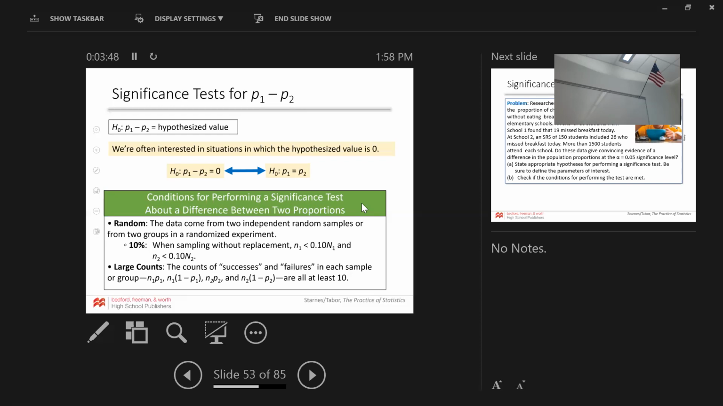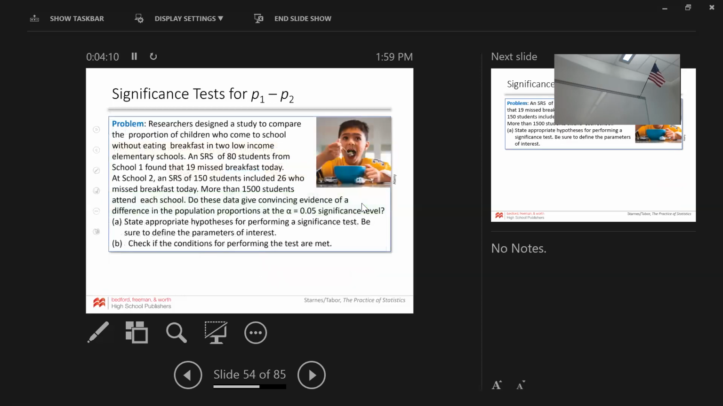Well, those things you should know from me repeating. The conditions you should know because they get repeated on the PowerPoints all the time. SRS, the sample's less than 10% of the population, and all these ratios are at least 10. So here's the problem. Now, when you get a question like this, in the paragraph, you need to do this.